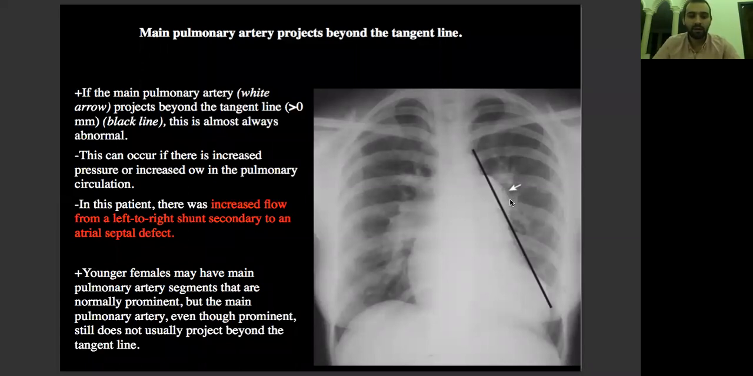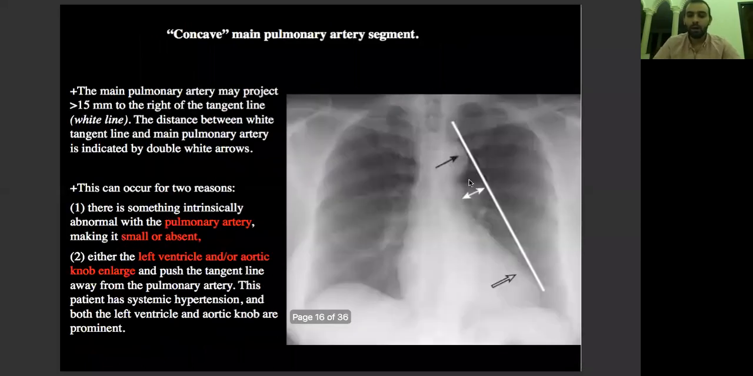So we have it could be due to increased pressure or flow. However, in this case, it was due to increased flow from left to right shunt secondary to ASD. Concave main pulmonary artery, so it's more than 15 millimeter medially, can occur for two reasons. Either the left ventricle or aortic knob is enlarged due to hypertension, or we could have an intrinsic abnormality in the pulmonary artery. It's either small or absent.